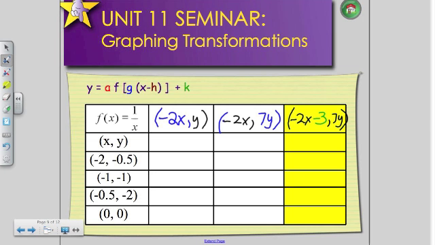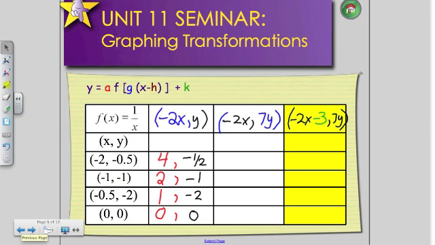For the first column, my y-coordinates are going to stay the same. So I'm going to write all of my y-coordinates down. When you multiply your x-coordinates by -2, -2 times -2 is +4. -1 times -2 is +2. -0.5 times -2 is going to give you +1. And then you have 0, 0.